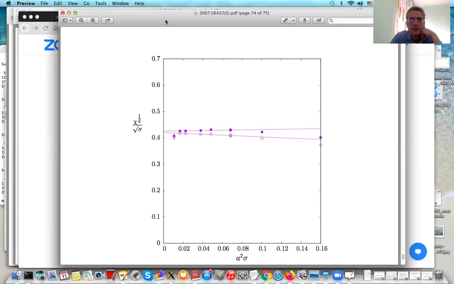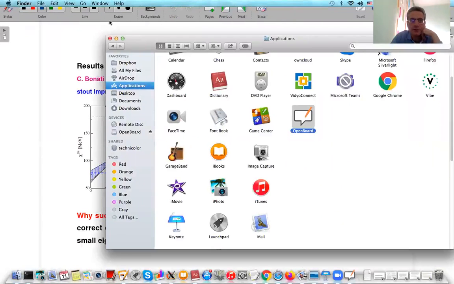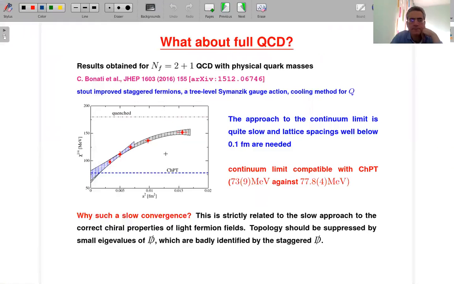Okay, so the situation in full QCD is very different. Let me go back to the slides. You have a significant cutoff effect. So why do you have such a slow convergence? Let me go back to why you obtain such a small value in full QCD compared to what you obtain in the quenched limit.